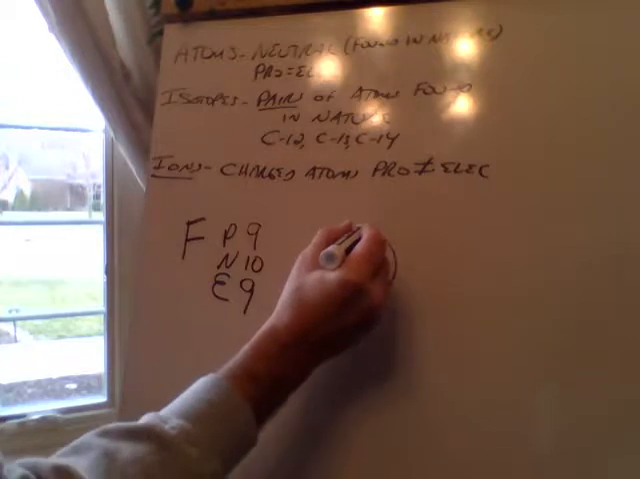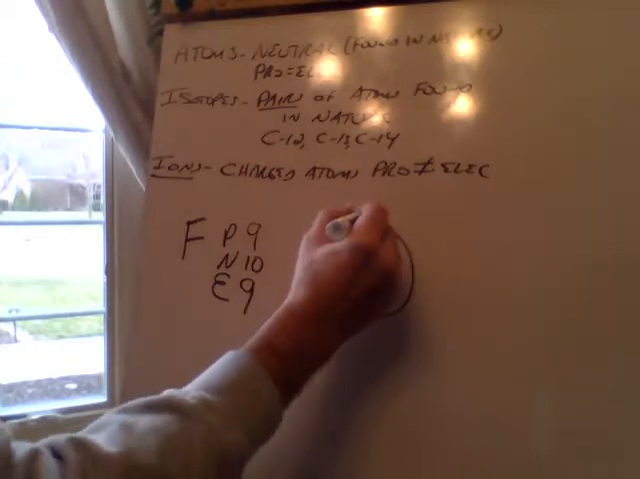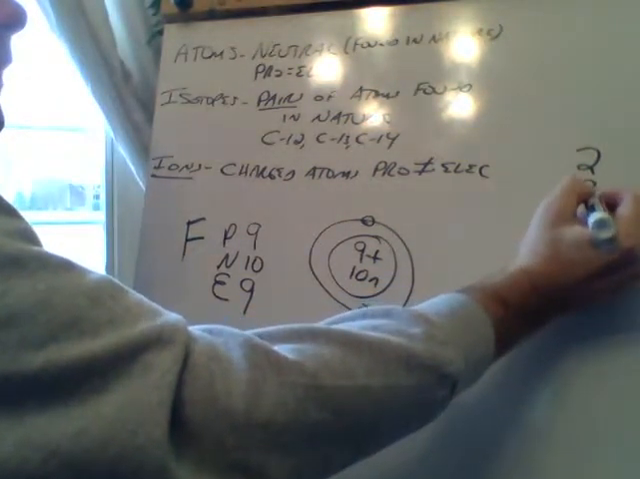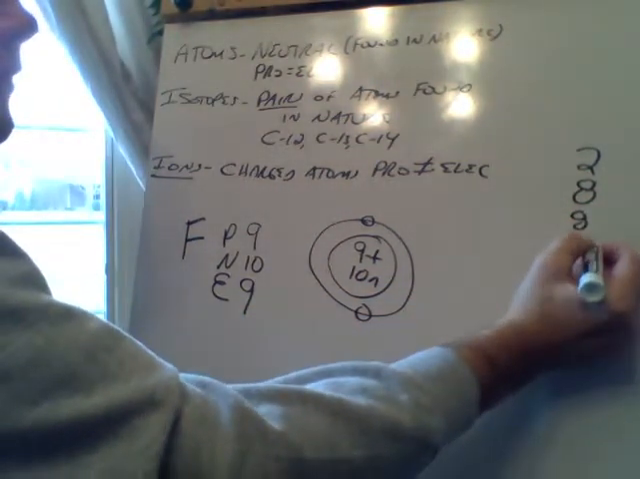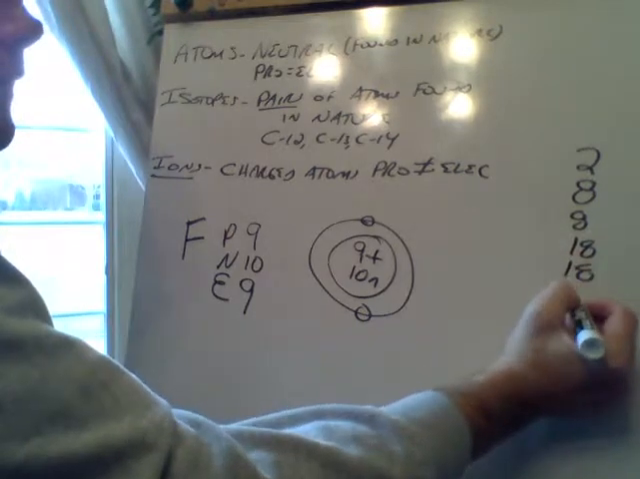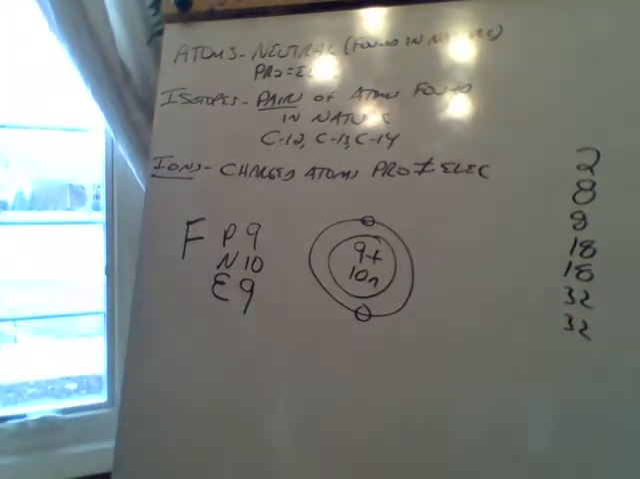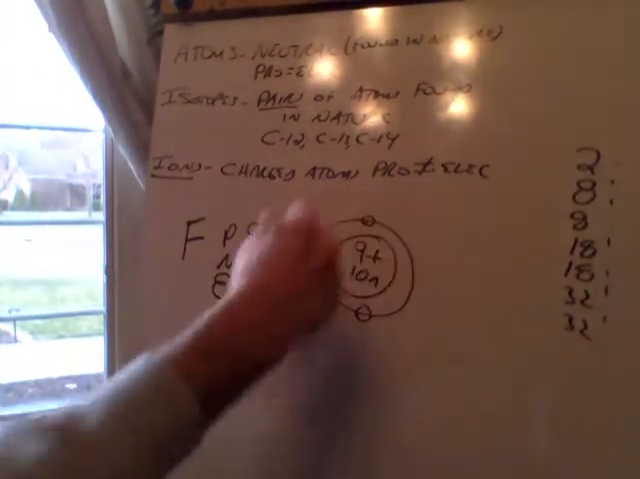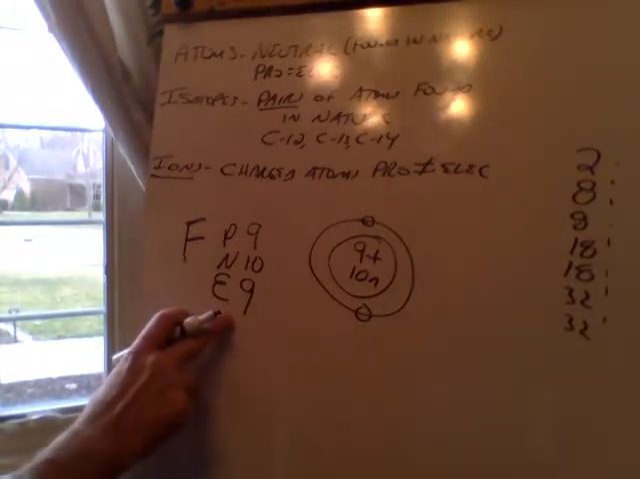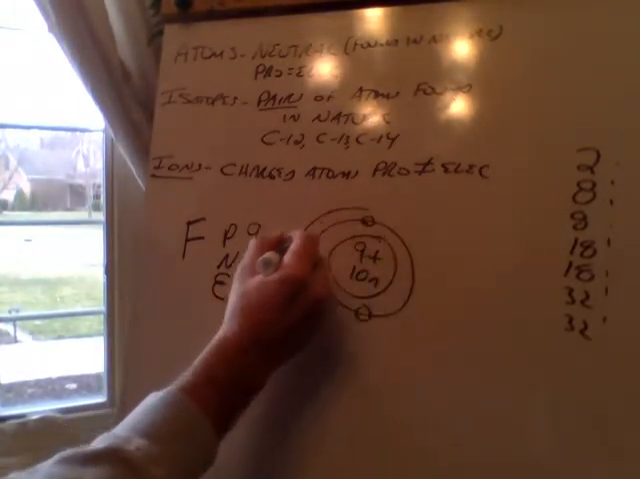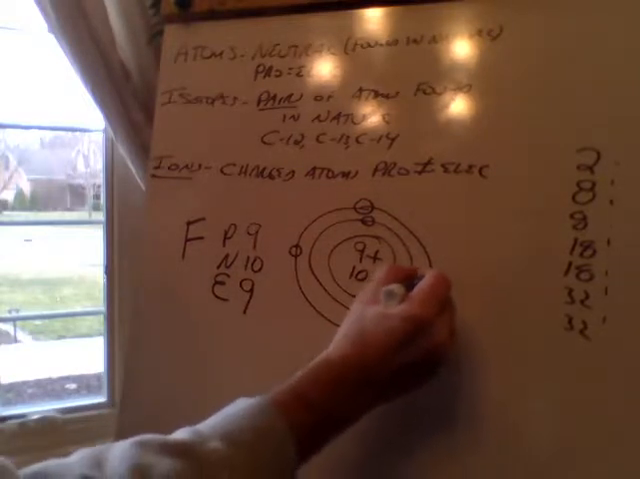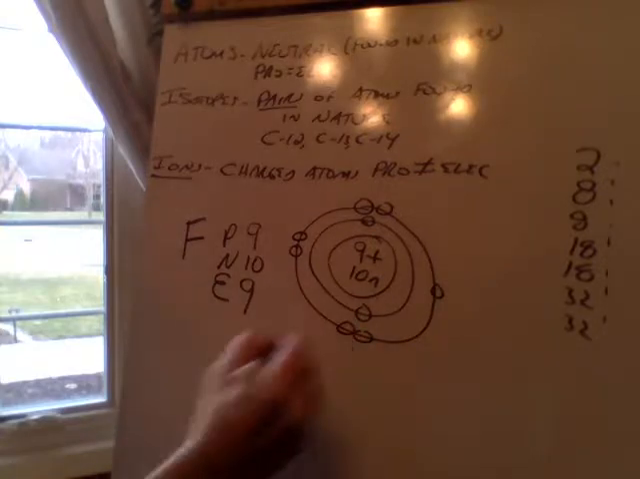Much better than me trying to do Sketchpad. This is my daughter's easel, by the way. Put 2 in the first shell, because remember our rules are always 2, 8, 8, 18, 18, 32, 32. Those are our rules for how we fill those energy levels on the outside. So I put 2 in the first, and now I need 7 more because I add up to 9 total. So I draw 1, 2, 3, 4, 5, 6, 7.